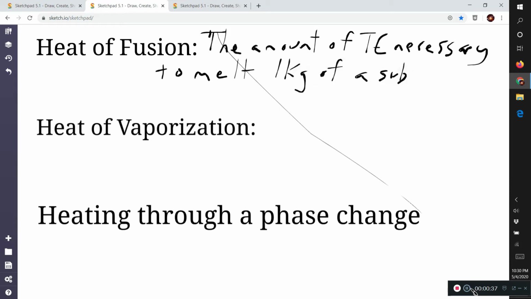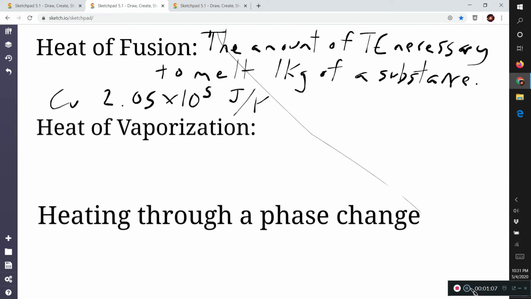So every substance has a different heat of fusion, and you would research these or look these up like you would specific heats for a particular material. So for instance, copper has a heat of fusion of 2.05 times 10 to the fifth joules per kilogram. What that means is for every kilogram of copper, you need to add 2.05 times 10 to the fifth joules to make that melt.